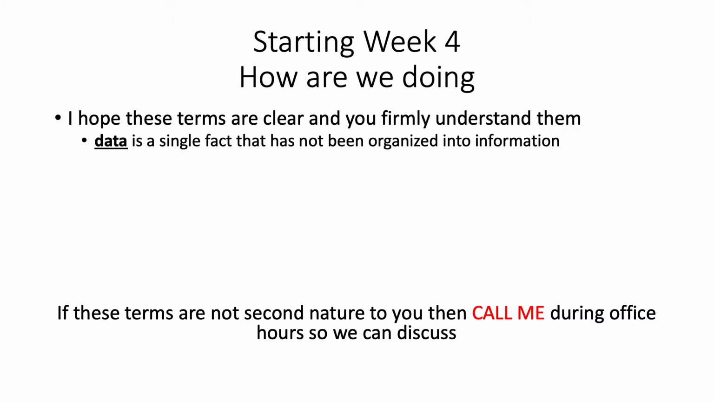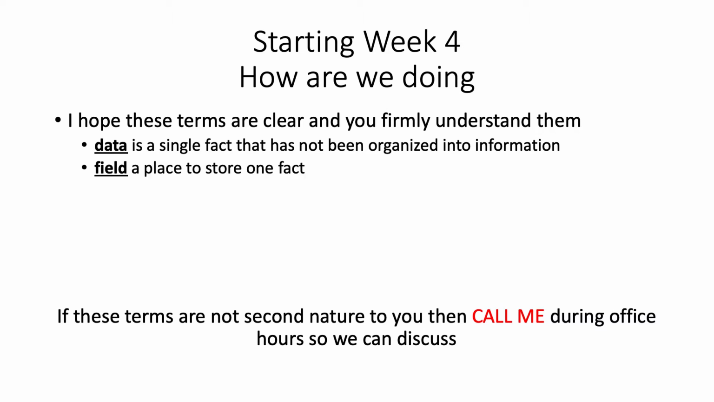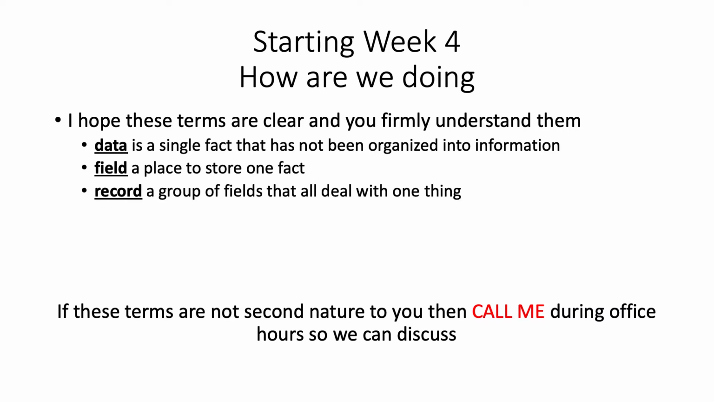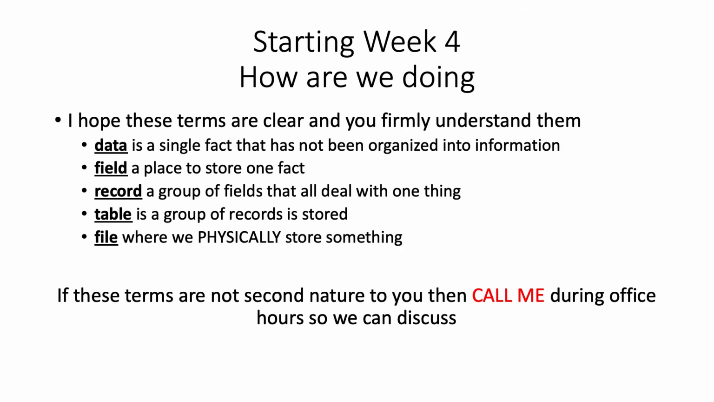Data is a single fact that has not been organized into information. A field is a place to store one fact. A record is a group of fields that all deal with data about one thing. So you'd have an employee record, and it would be all the things, the first name, last name, and so forth about that employee. A table is a group of records, where a group of records is stored. A file is where we physically store something.